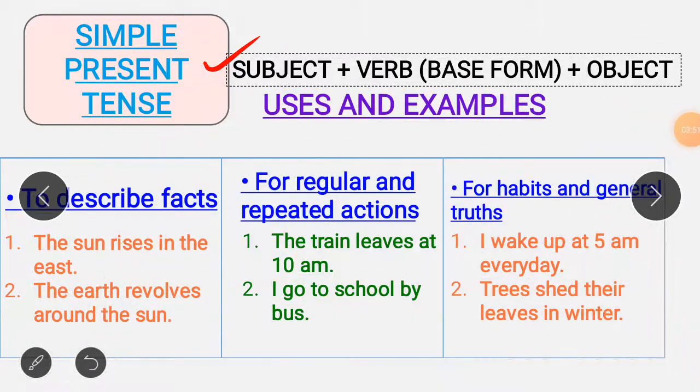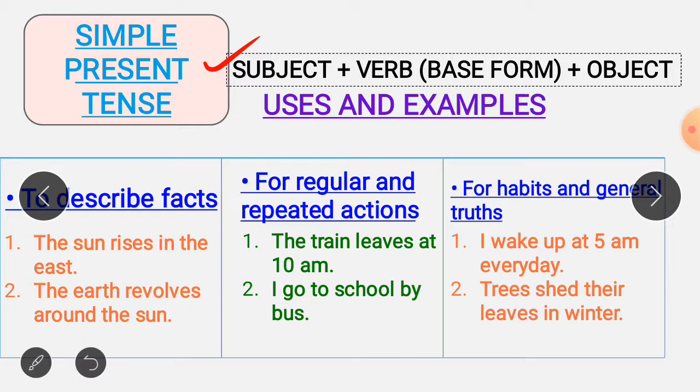Let's move on. So now we are going to study about the uses and examples, and recap the structure of simple present tense and the other ones, past and future. All this that I am showing you, you can note down in your rough copies. It will help you a lot. So the structure for simple present tense is subject with the verb in its base form or the root form, plus the object. The uses and examples of simple present tense.